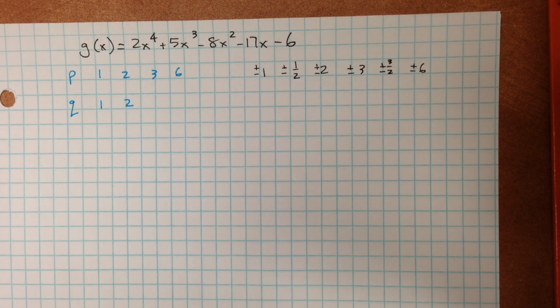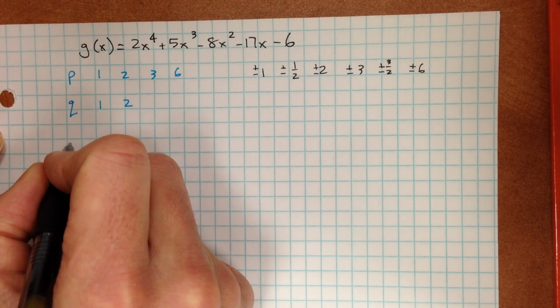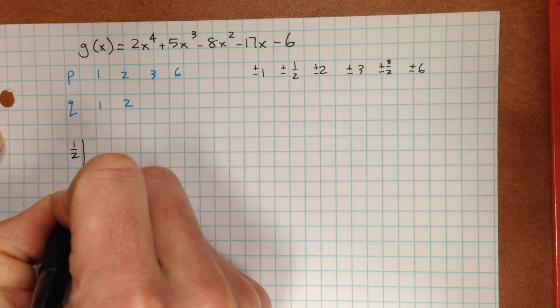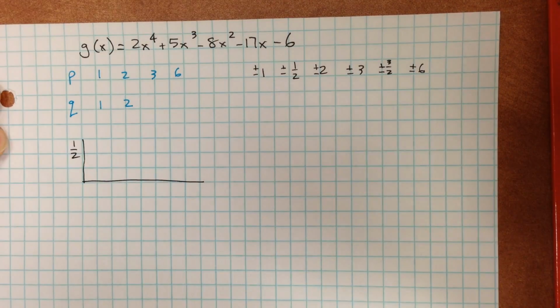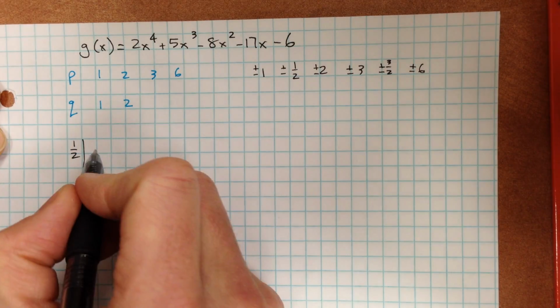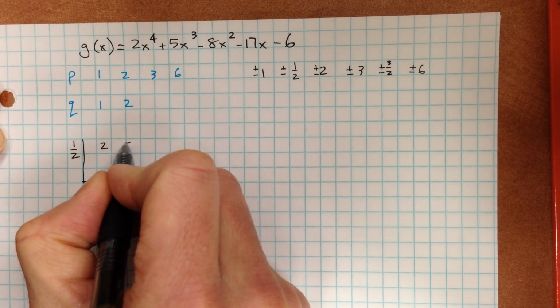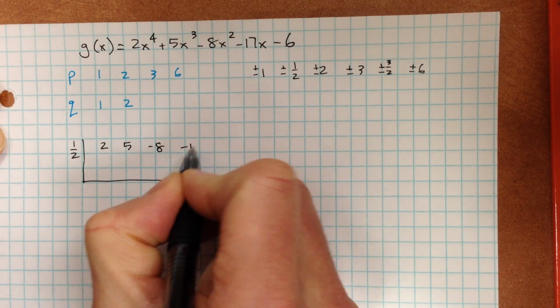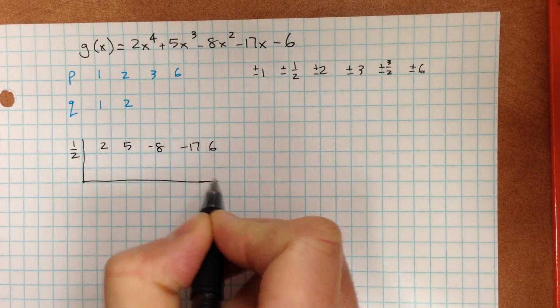Now it just comes down to a little bit of guess and check. You can really start wherever you would like. How about we start with, let's say, 1/2. You can use synthetic division with fractions just as long as you are dividing by a binomial or you already have the root. 2, 5, -8, -17, and 6.